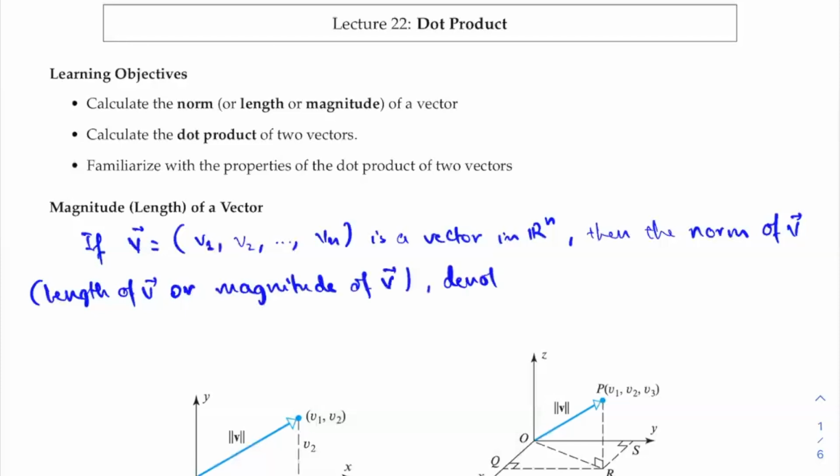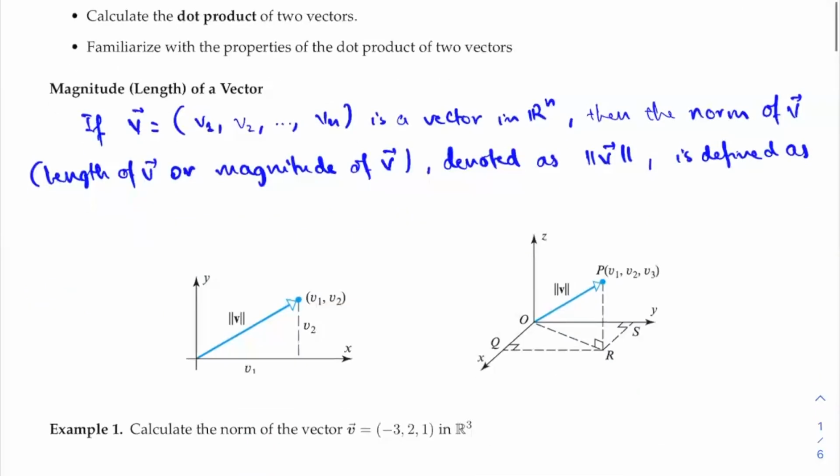denoted as you have two vertical lines on each side of the vector, right, to indicate this is the length of the vector, this is the magnitude of the vector, or the norm of the vector, and is defined. So it is defined as. So the length of the vectors is equal to the square root of each component of the vector square and then add them together, or the sum of each component square. Right, so that's how you calculate the length of the given vector in Rn.